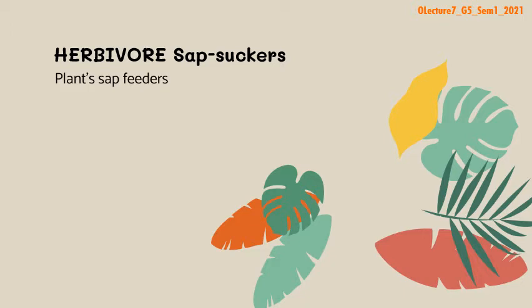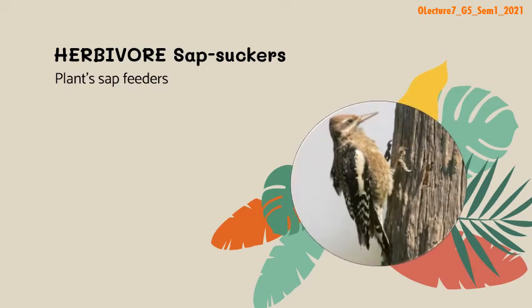Sapsuckers are animals that feed on the plant sap. What's the plant sap? It's the sweet juice made by plants. Didn't we say that plants make a kind of sugar as food? So animals that feed on this sap are called sapsuckers, such as woodpeckers. Woodpeckers are sapsucker animals.